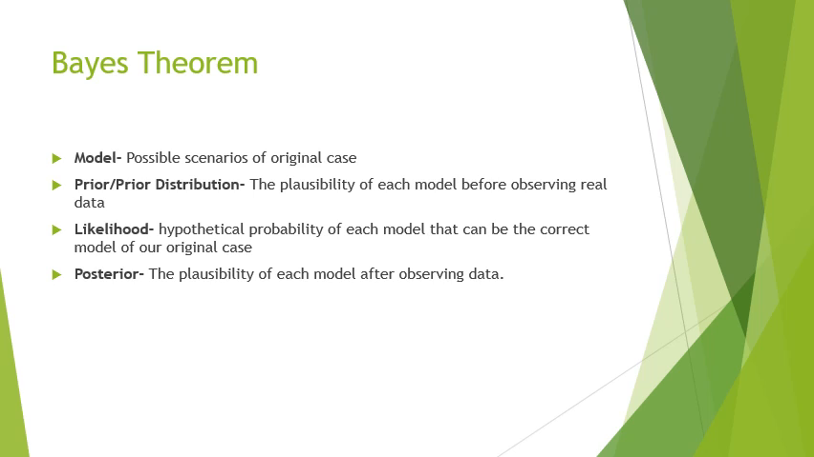The next term is the prior distribution, which is the plausibility of each model before we actually reveal any real data. The next vocabulary word we need to know is the likelihood, which is the hypothetical probability of each model. In a sense, based off all the models we created, we say, okay, this is the probability of this happening in the original case based off of this current model. And the last term is the posterior, which is the plausibility of each model after observing some data. I know this may be a bit confusing at first, but once I bring in the example, I hope things become a lot more clear.